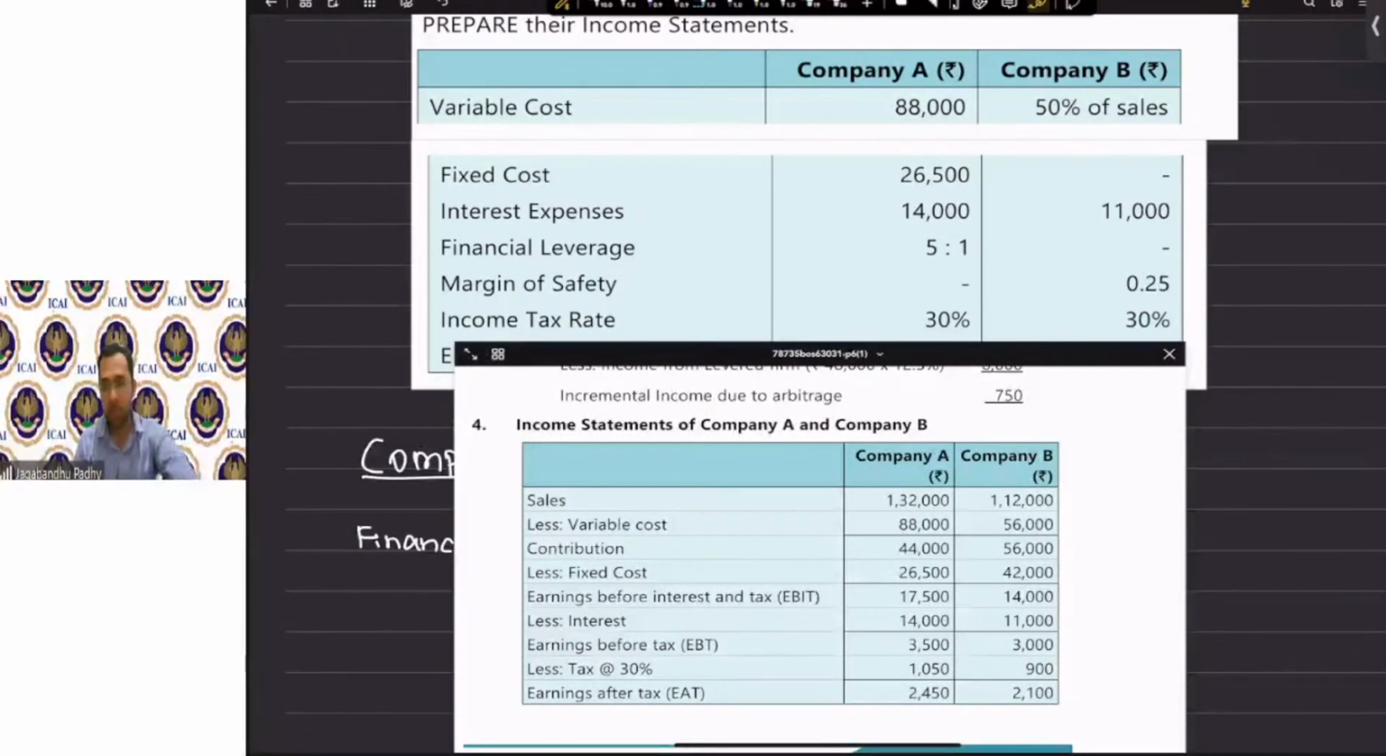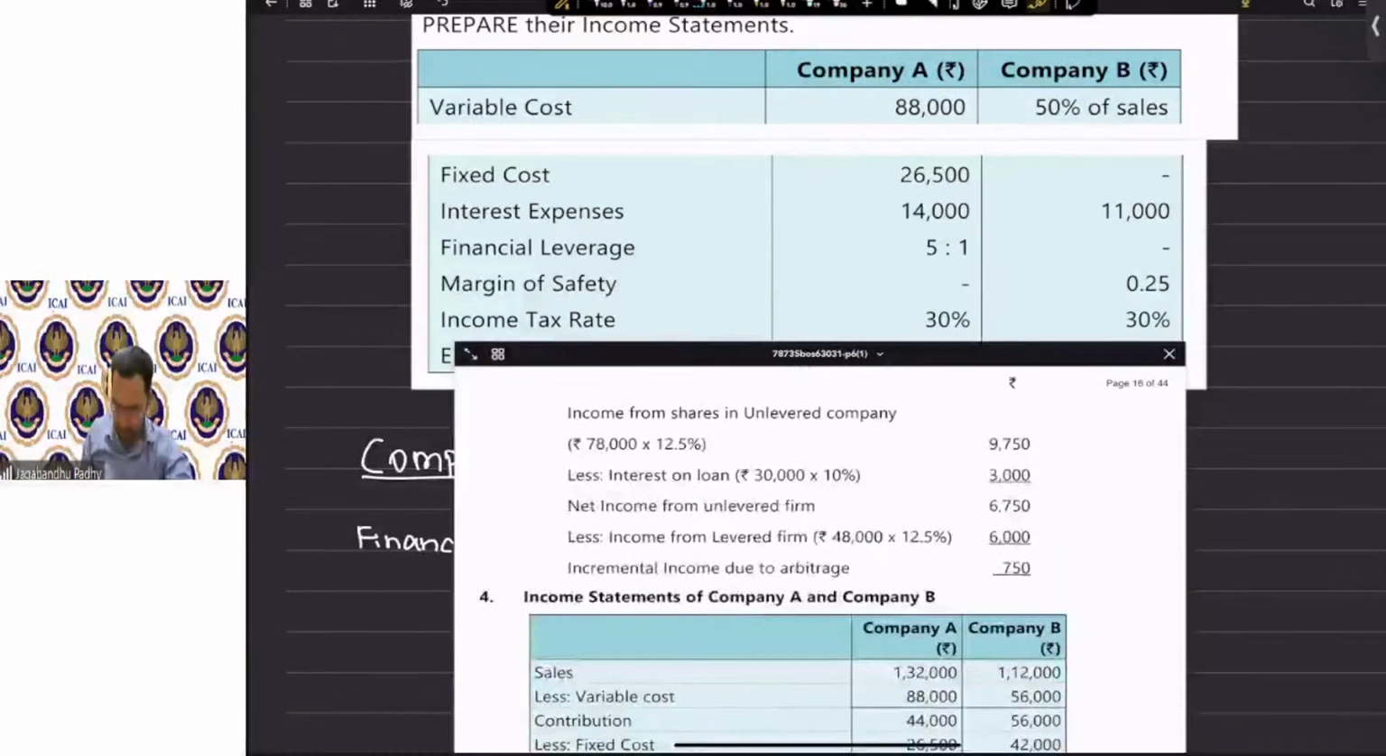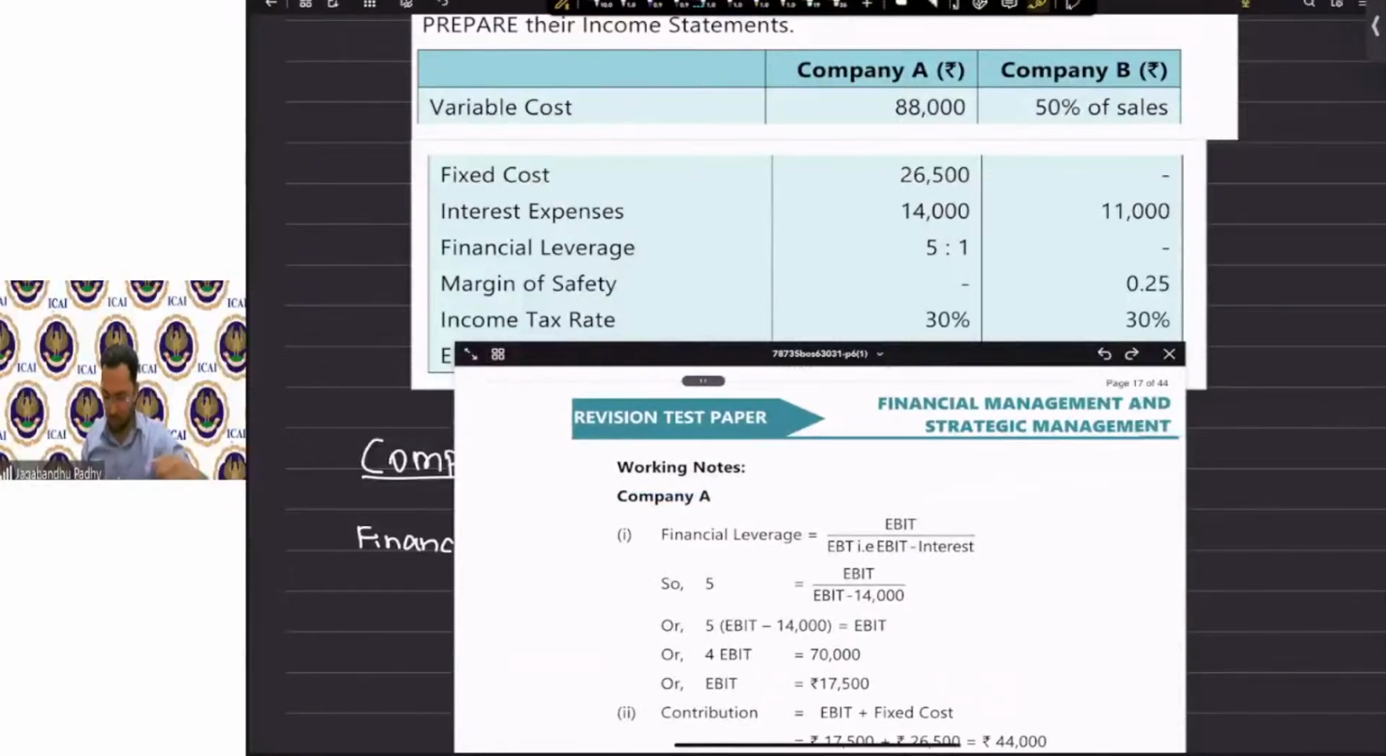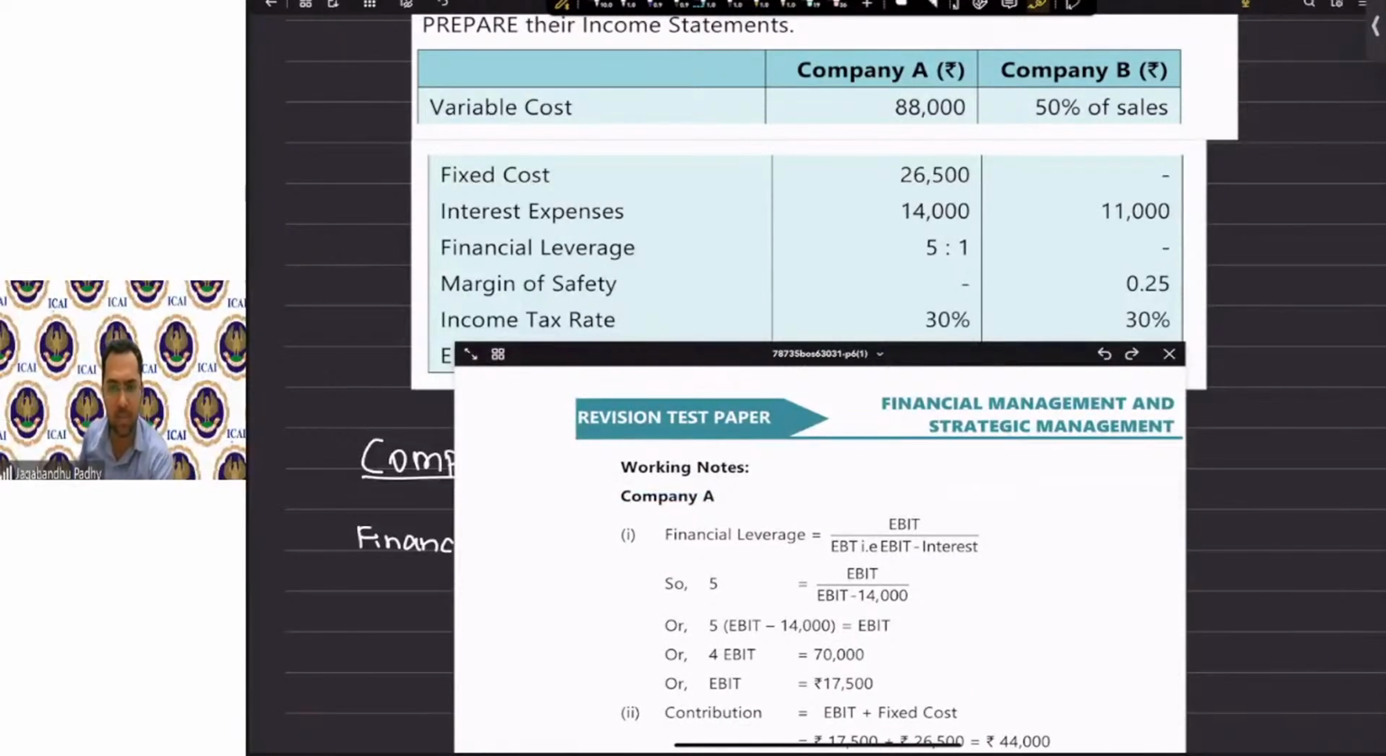If there are any queries with regards to the topic, I can address them now, or else I can just call it a day. In company A, EBIT upon EBIT minus interest, yes, we have considered the same.